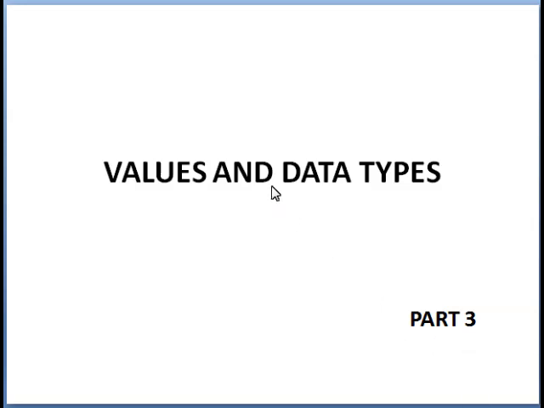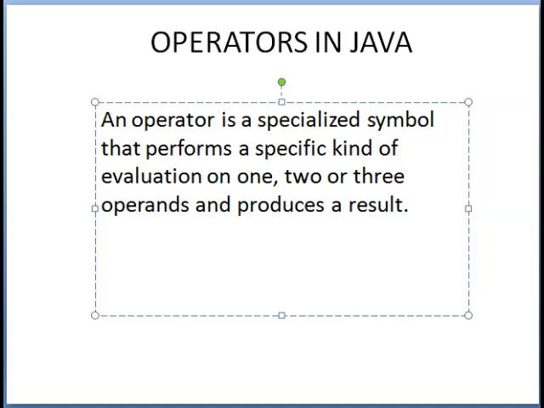Students, now we are going to see the remaining part of the chapter values and data types, that is part number 3, operators in Java. An operator is a specialized symbol that performs a specific kind of evaluation on 1, 2 or 3 operands and produces a result. So what is called as an operator and what is called as an operand?